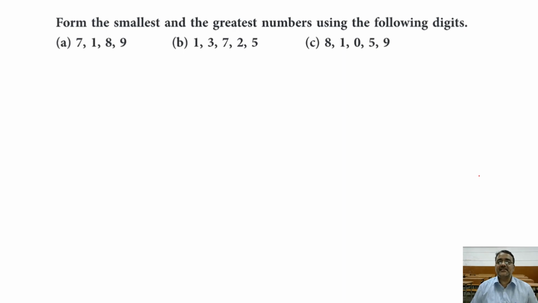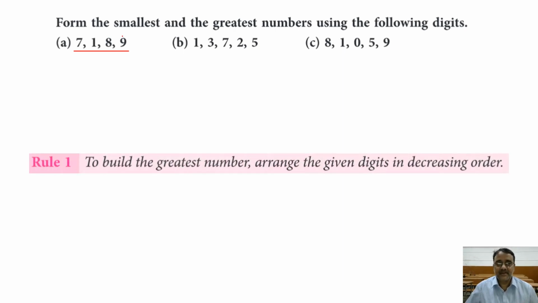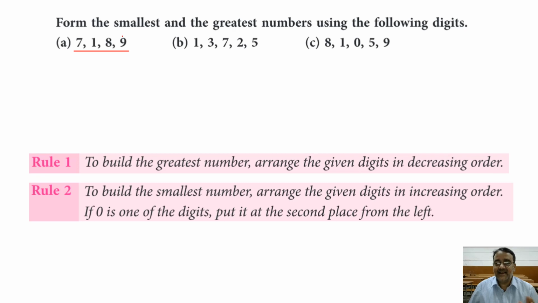Find the smallest and the greatest number using the following digits. Suppose here 7189 is there. So you have to start with the smaller number, that is 1. Then next smaller 7, next smaller 8, then the last one 9. So to build the greatest number, arrange the given digits in decreasing order, and to build the smallest number, arrange the given digits in increasing order.